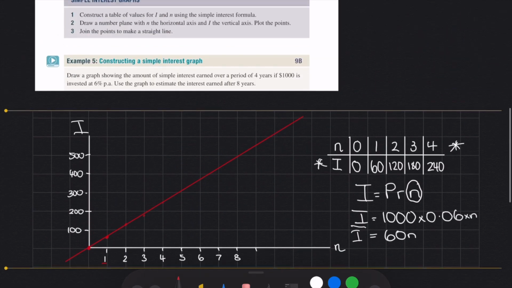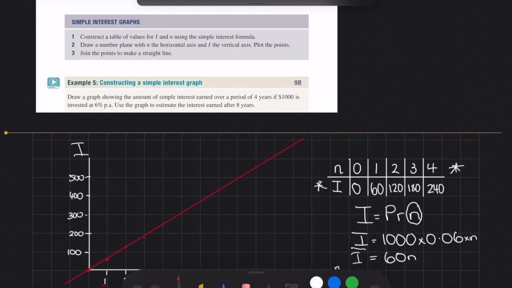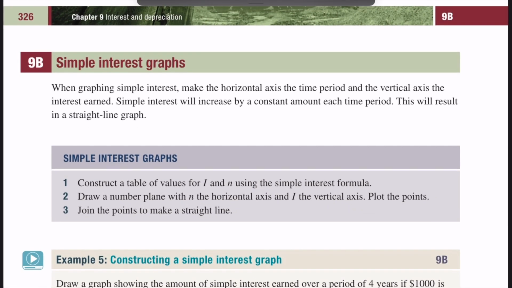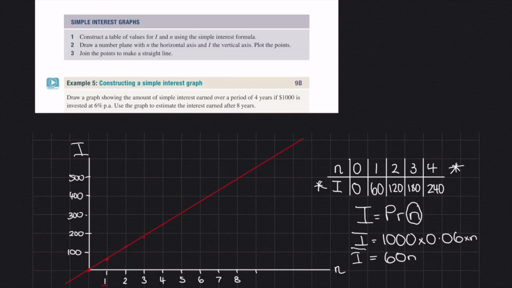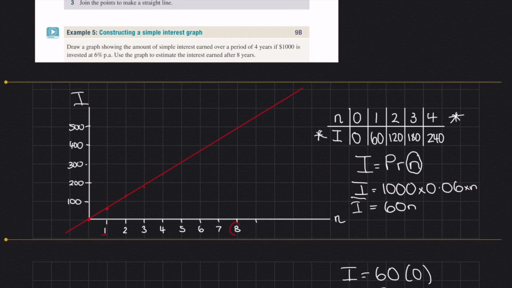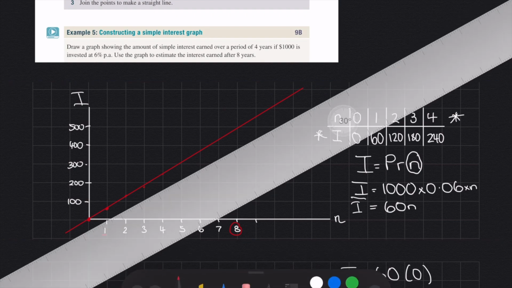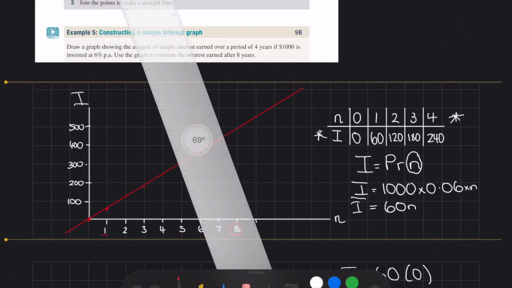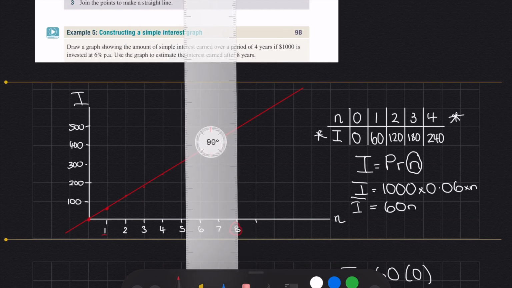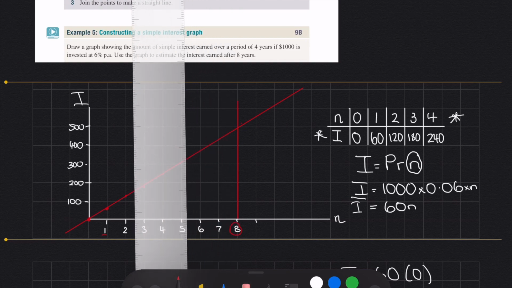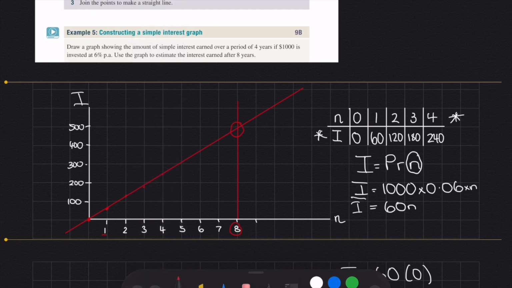Now the question actually asks us to use the graph to estimate the interest earned after 8 years. So what we do is we go down to 8, which is here, and use our ruler again. We go straight up and draw a line. And where they cross is the value. It basically crosses a bit under 500.